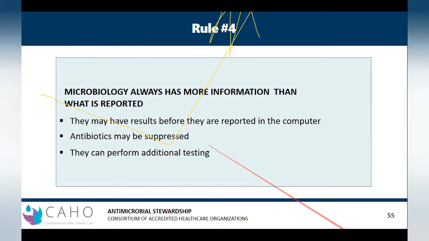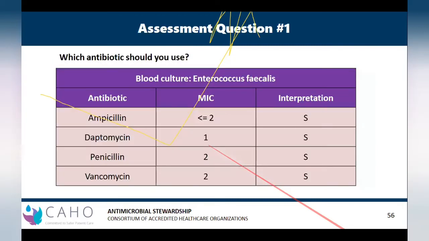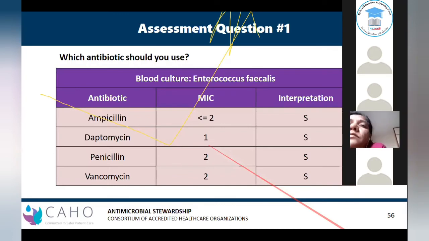So if more information is needed, the microbiologist or the lab can be approached, and we can get extra information from the lab. We'll see an example ahead. Now, see this example from the blood culture. Enterococcus has been isolated, which is sensitive to ampicillin, daptomycin, penicillin, and vancomycin. MICs are well under the sensitive range.